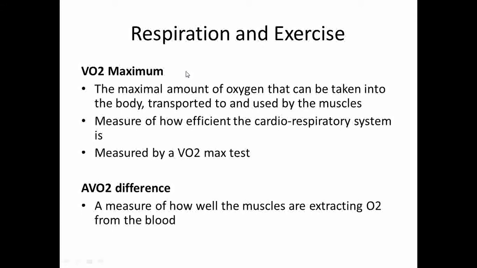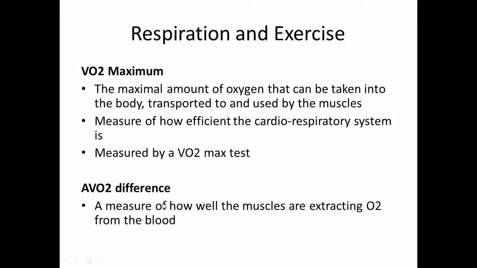Another key term is the VO2 maximum. This is how we can measure how efficient our body is at using oxygen and getting it from the air into our lungs and into the bloodstream and to the muscles. So the VO2 maximum is the maximal amount of oxygen that can be taken into the body, transported to and used by the muscles.